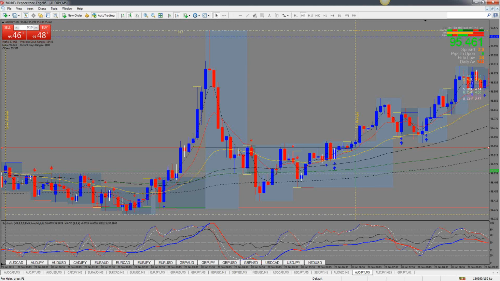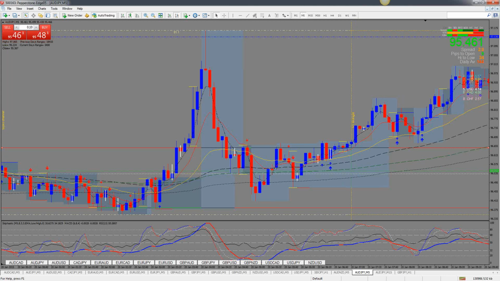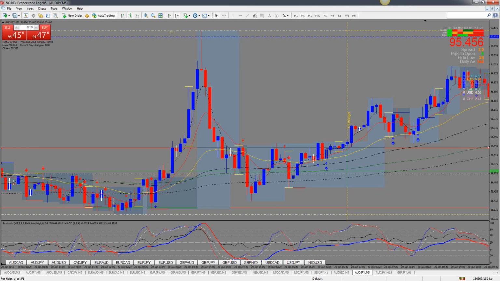Didn't break. Actually, it did break. All right. And you'd have got your pips out of it, except that is a risky trade. You see, that's a risky trade, and the reason is that everything's starting to come back down to the bottom. Right. All right. Because if you didn't take your profit, you would have got stopped out for sure.